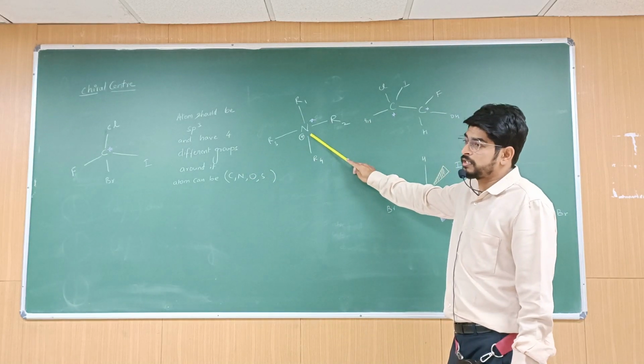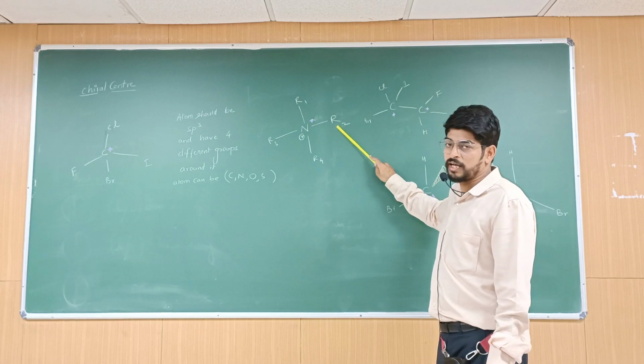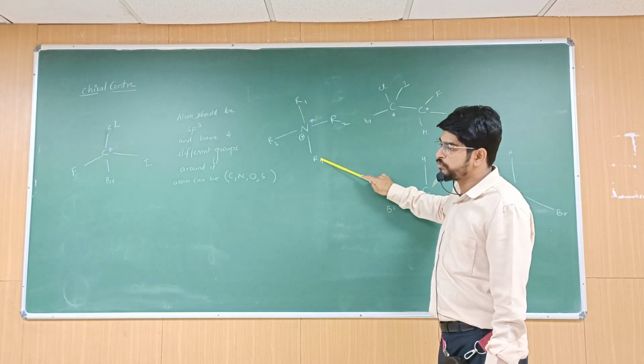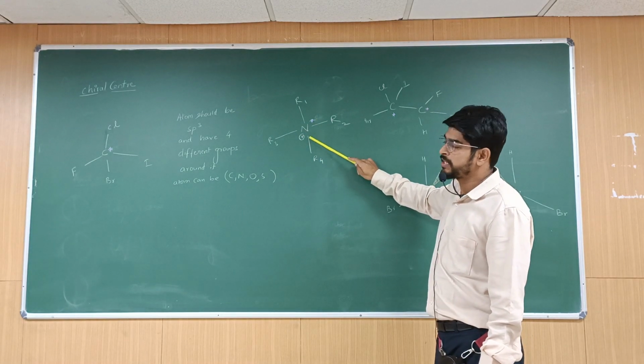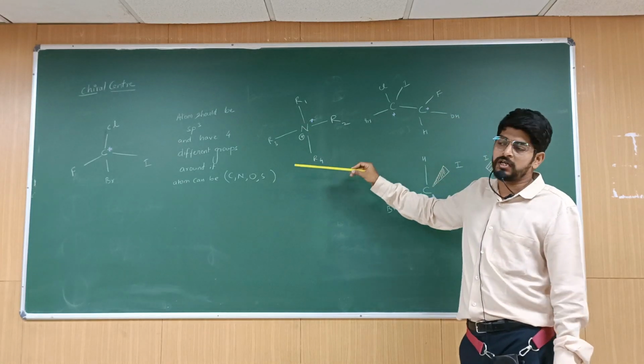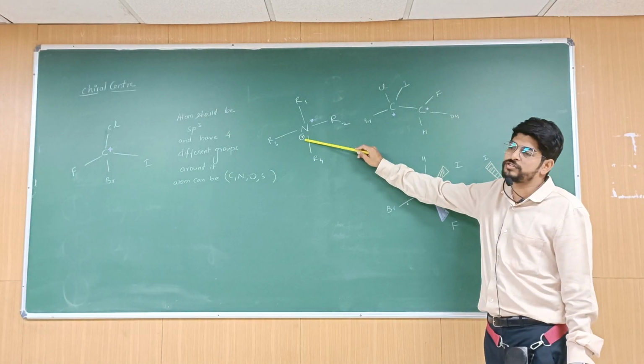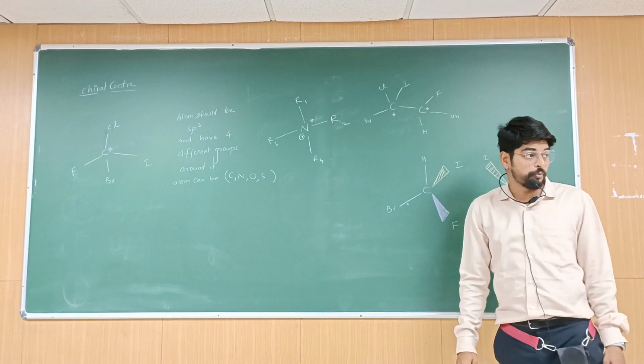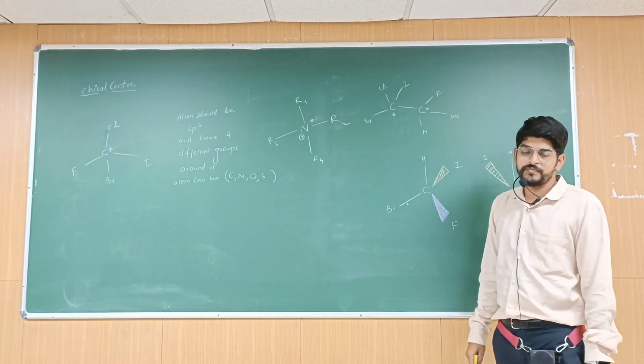For example, if I take a nitrogen atom attached to 3 alkyl groups, and I attach a 4th group, where the lone pair is donated by the nitrogen, this is anyway tetrahedral. Nitrogen holds a positive charge. It is called a quaternary ammonium ion. Here the nitrogen is chiral.